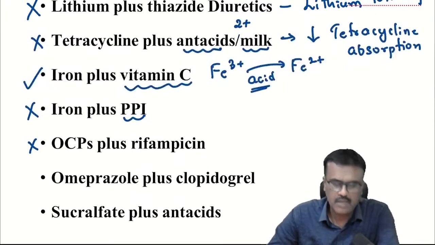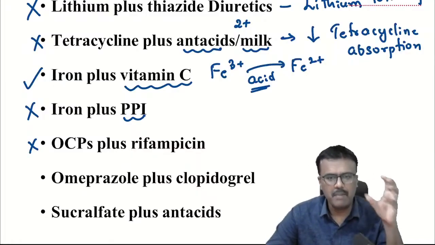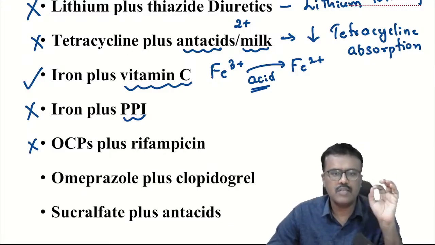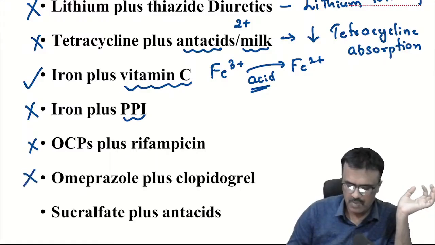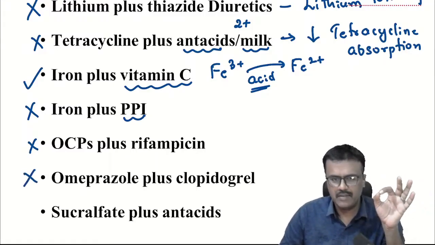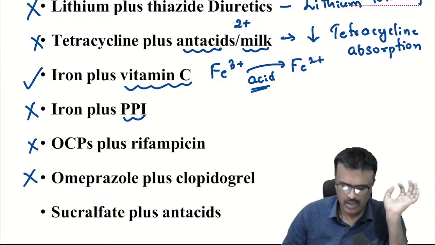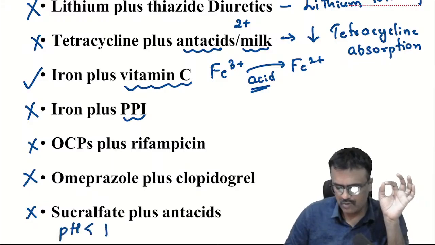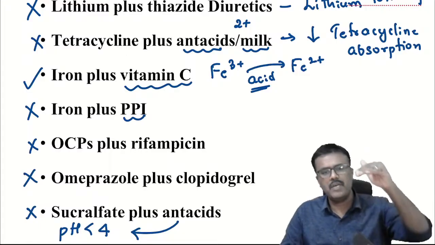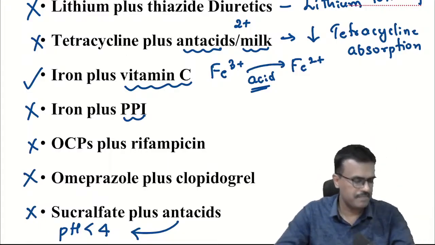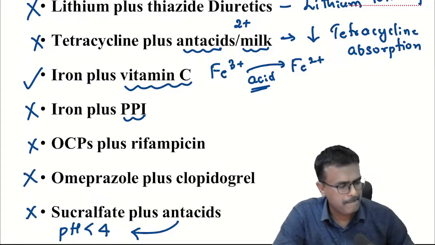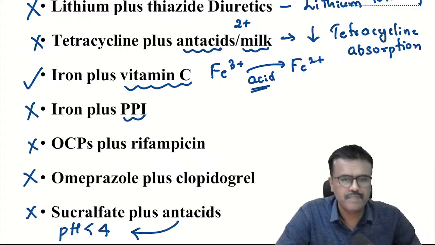Can we give OCPs and rifampicin together? No, because rifampicin is an enzyme inducer. OCPs metabolism become faster, there is contraceptive failure. Omeprazole plus clopidogrel, just now I explained that, not given together. Sucralfate plus antacids, not given because sucralfate works at pH less than 4 and antacids will elevate the pH more than 4. So combination should not be given. I hope you understood the importance of these combinations.